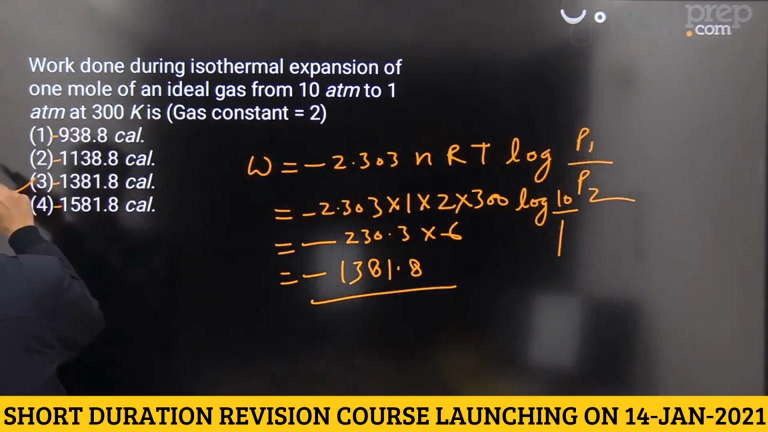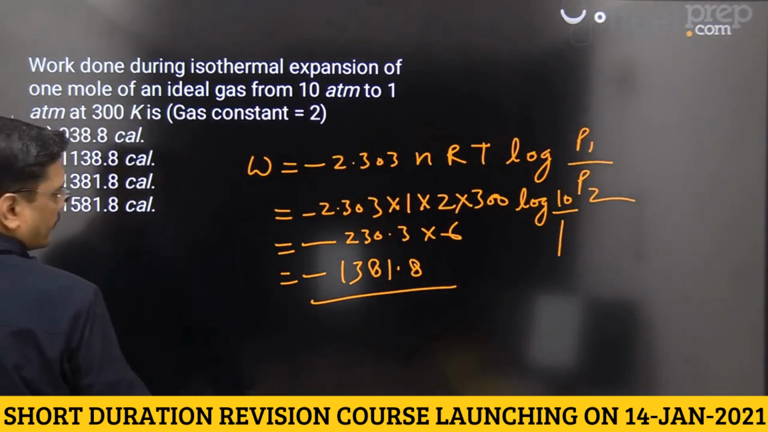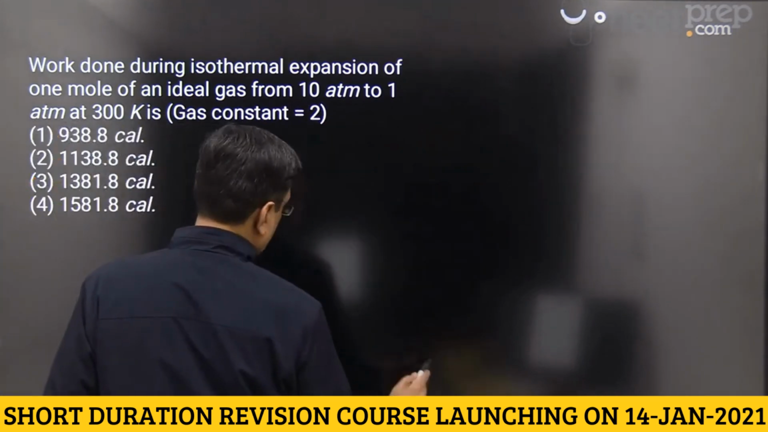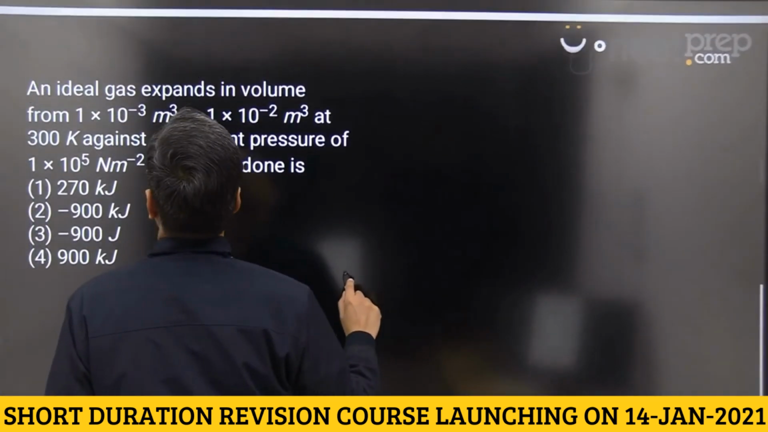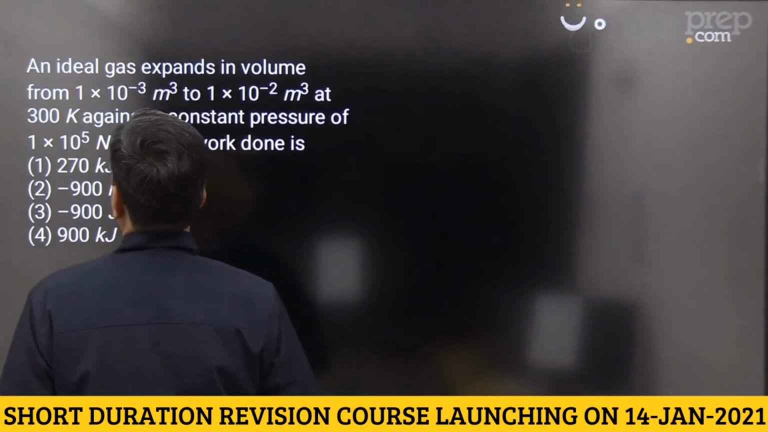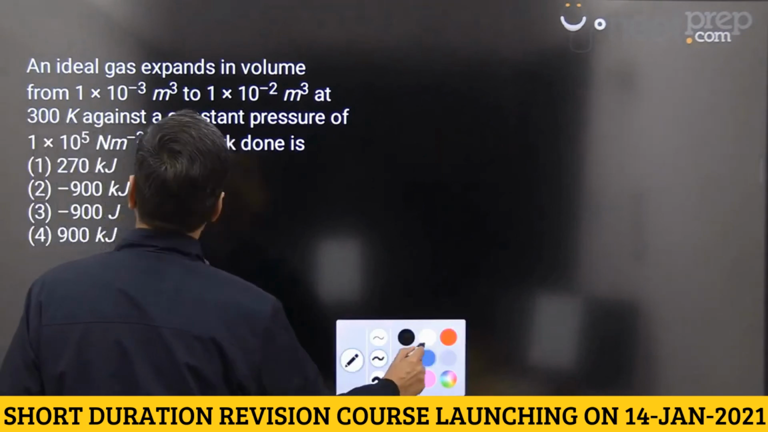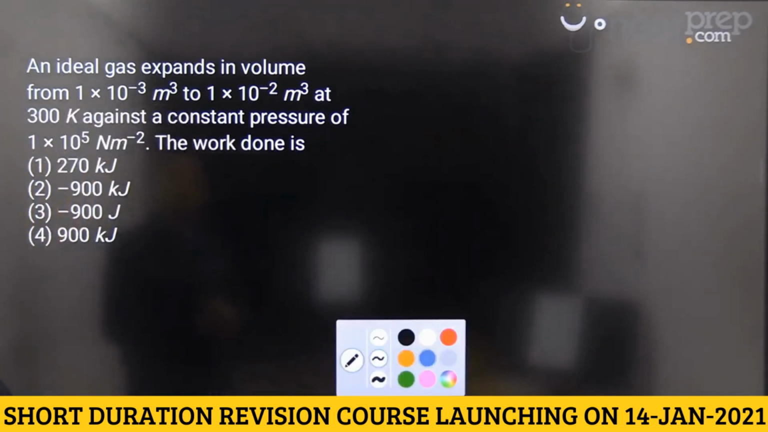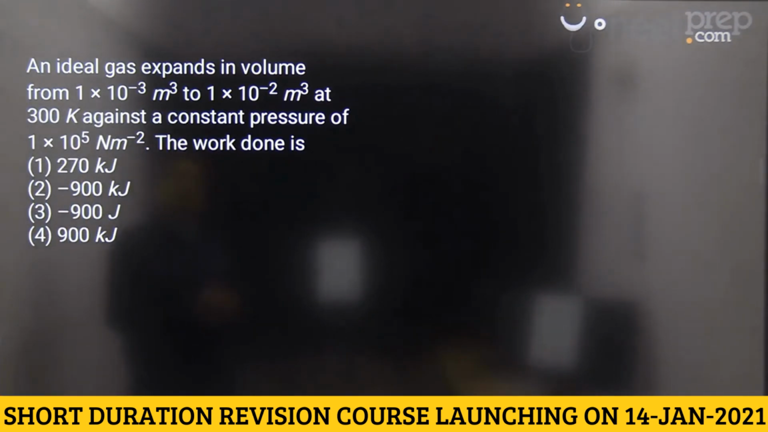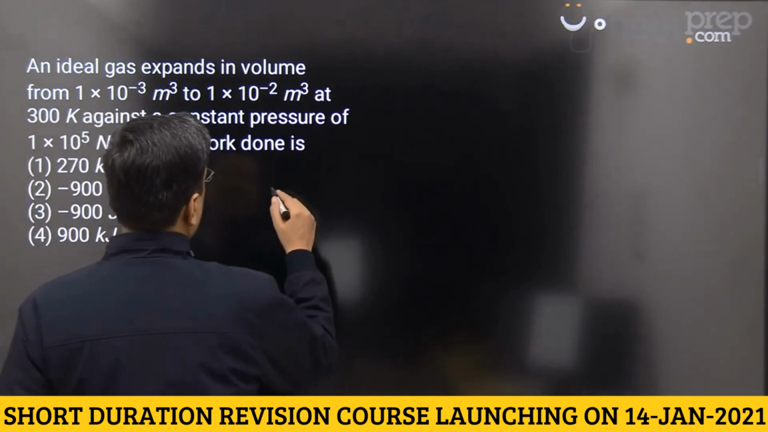Now we move to the next question. An ideal gas expands in volume from 1 into 10 raised to the power minus 3 meter cube to 1 into 10 power minus 2 meter cube at 300 Kelvin against a constant pressure 1 into 10 power 5 Newton per meter square. The work done is. This is the simple question.